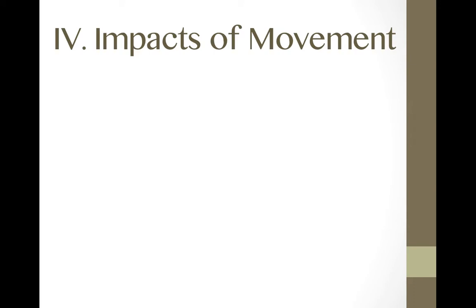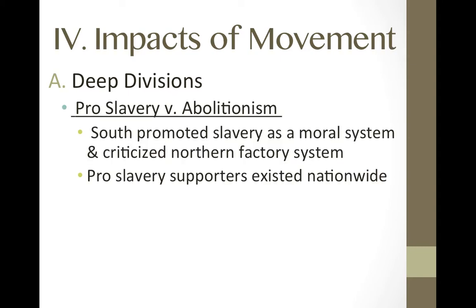So this is kind of a preview of how abolitionism really divides the nation over this issue of slavery, which is going to be the major issue that leads to the Civil War. So to start us off in thinking about the impacts of the movement, we have to acknowledge the divisions that it creates within the country. Those divisions are national in a lot of ways, where we have pro-slavery supporters versus those supporters of abolition.